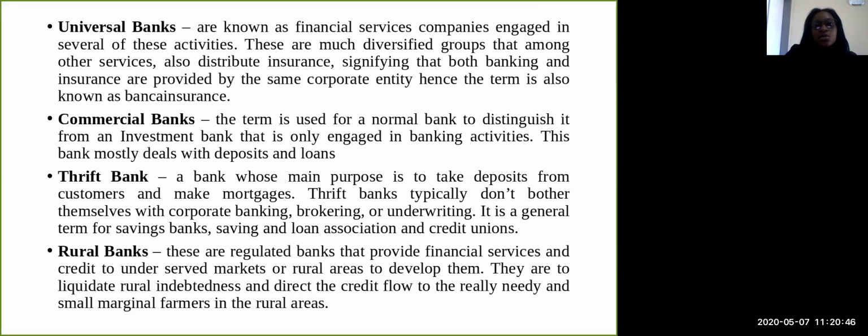Among other services, it also distributes insurance, signifying that both banking and insurance are provided by the same corporate entity. Hence, the term is also known as bank insurance. The next type of bank that we have is commercial banks. The term is used for a normal bank to distinguish it from an investment bank that is only engaged in banking activities. These banks mostly deal with deposits and loans.